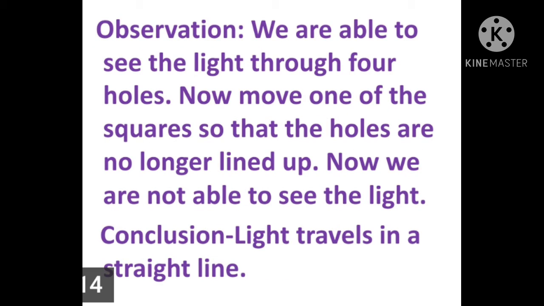Observation: we are able to see the light through 4 holes. Now move one of the squares so that the holes are no longer lined up. Now we are not able to see the light. Now conclusion of this activity: light travels in a straight line.